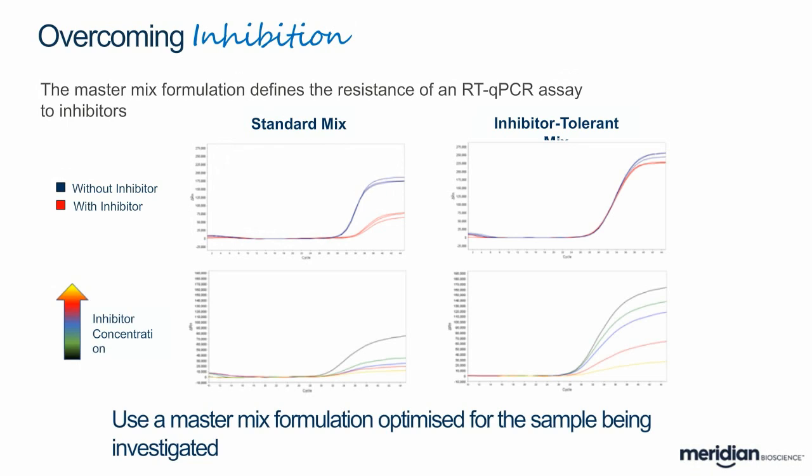However, even an inhibitor-tolerant mix will become encumbered, so it is important to adjust the sample concentration to avoid overloading the reaction with inhibitors. Overall, we recommend to use reagents that are compatible with your assay's inhibitory challenges.